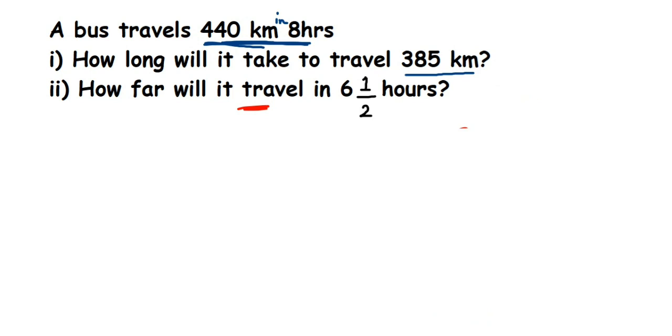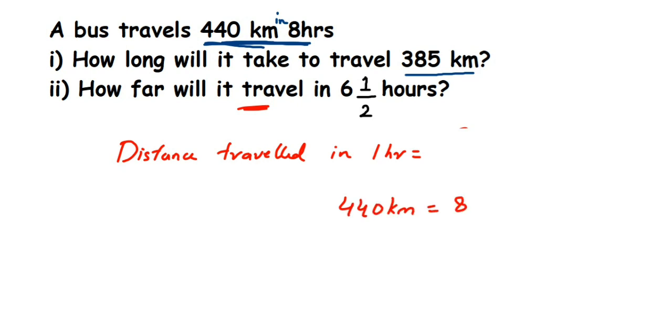So now the distance traveled in 1 hour will be equal to, now if it's confusing you, let me write it down here. 440 kilometers is equal to 8 hours, right? Here I want 1 hour, so I don't want this 8. I'm going to transpose 8 to the other side, so it will be 440 divided by 8 kilometers is equal to 1 hour. So in 1 hour it is covering 440 divided by 8 kilometers.